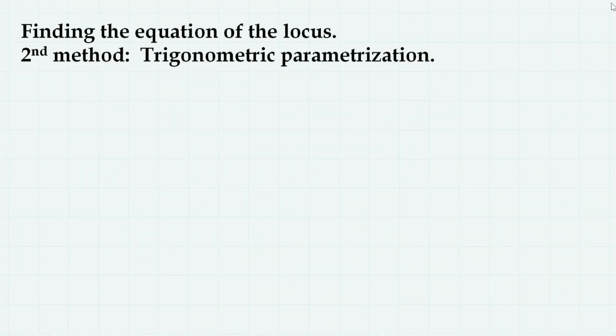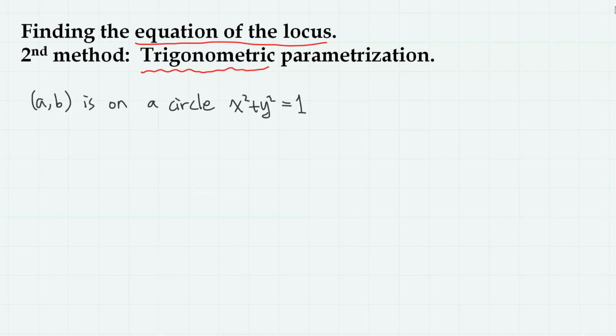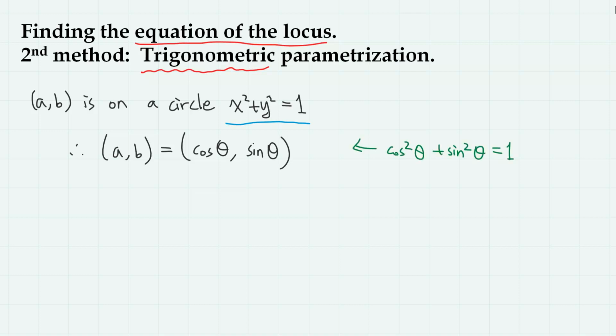Okay, we have obtained everything asked in the problem, but do you remember that there exists more than one method to find the equation of the locus? Well, here I will show you another method to find the equation of the locus, this time using trigonometric functions. Since (a, b) is a point on a circle x squared plus y squared equals 1, we can express (a, b) as (cosine theta, sine theta), because cosine squared theta plus sine squared theta equals 1.